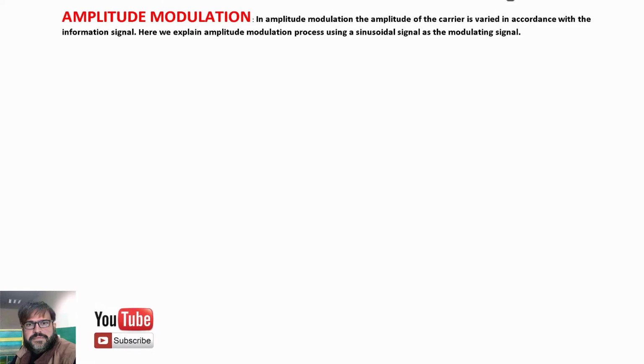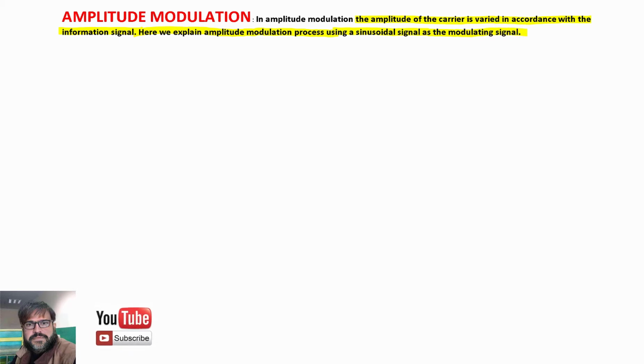हाँ जी बच्चों, today we will be doing amplitude modulation. In amplitude modulation, the amplitude of the carrier is varied in accordance with the information signal. Information signal के हिसाब से carrier का amplitude change करेंगे. Here we explain amplitude modulation process using a sinusoidal signal as well as a modulating signal.